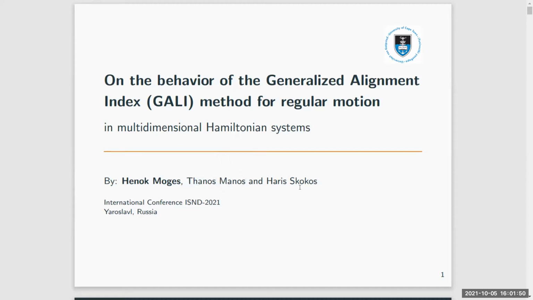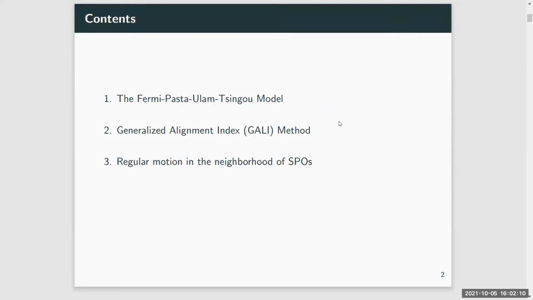It's not easy to talk about GALI or SALI after Professor Bountis and Skokos, but I'll try my best. On the behavior of the generalized alignment index method for regular motion in multidimensional systems. I will first start by describing the model we are using, and then the generalized alignment index method, which is an efficient technique, as the professor described it earlier, to discriminate between regular and chaotic behavior in high-dimensional systems.